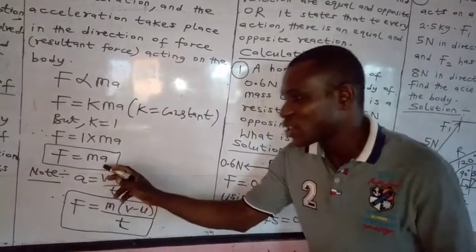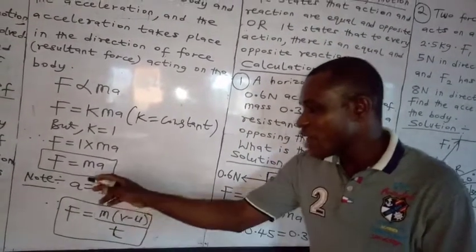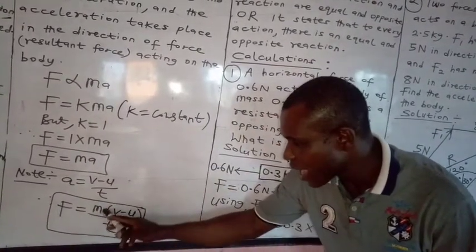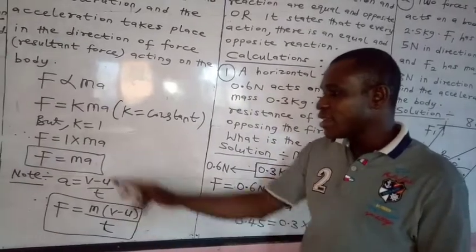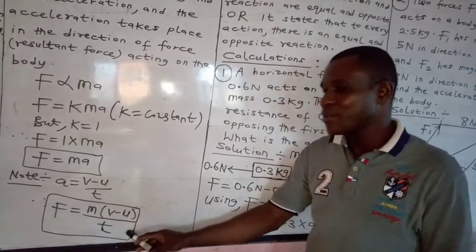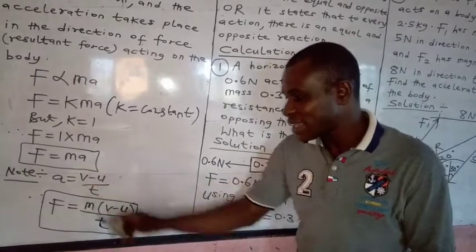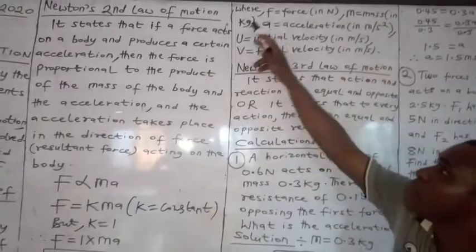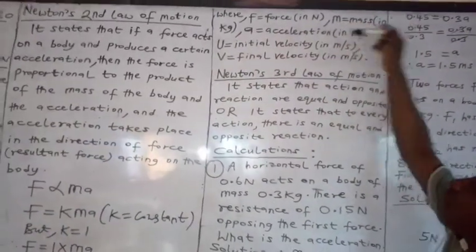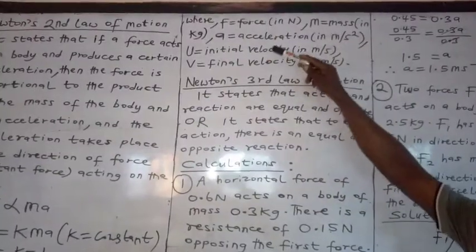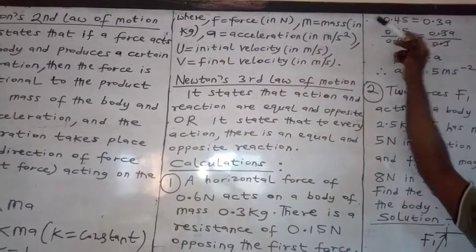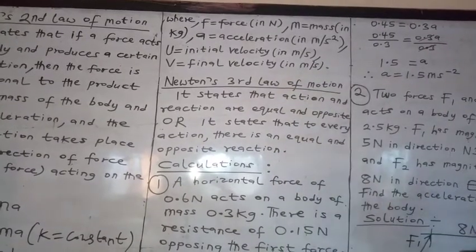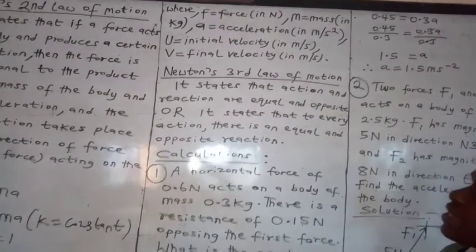But remember that acceleration is the rate of change of velocity with time. So we have A equals (V minus U) over T. If you insert it here, it will now be F equals M bracket (V minus U) over T. This formula and this formula are the same. This is the first one for force, and this is the second one for force, also known as resultant force. Remember, F equals force in Newton, M equals mass in kilogram, A equals acceleration in meter per second squared, U equals initial velocity in meter per second, V equals final velocity in meter per second.